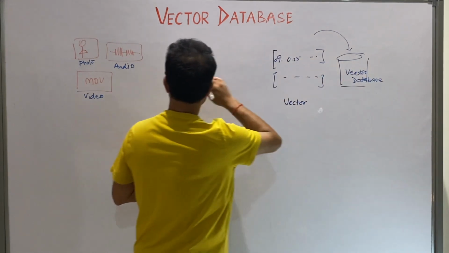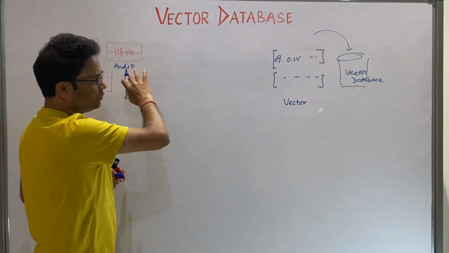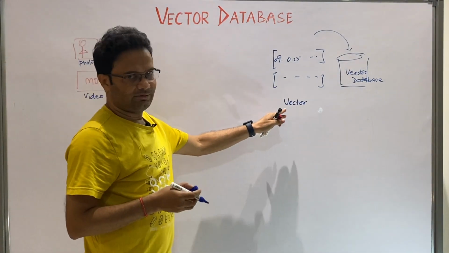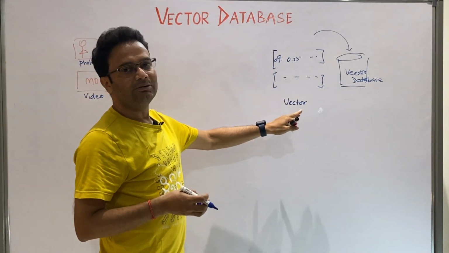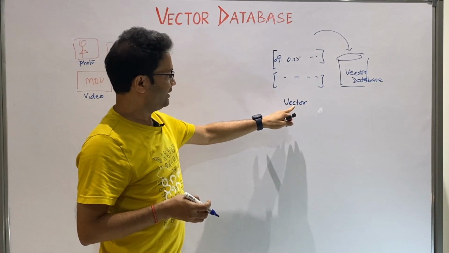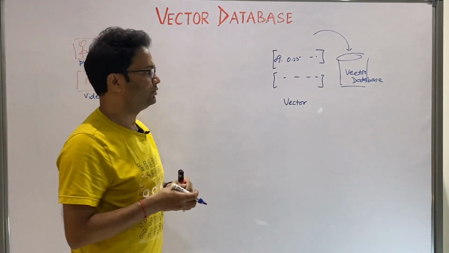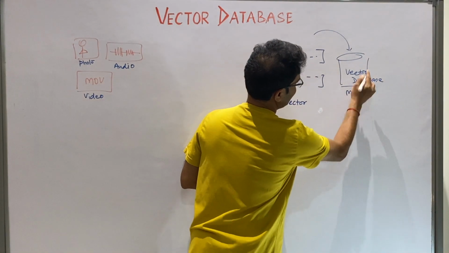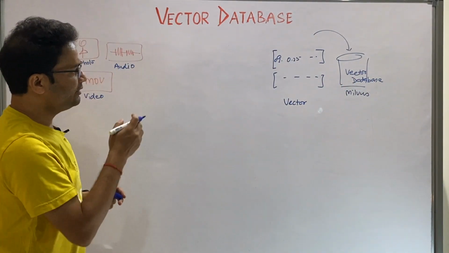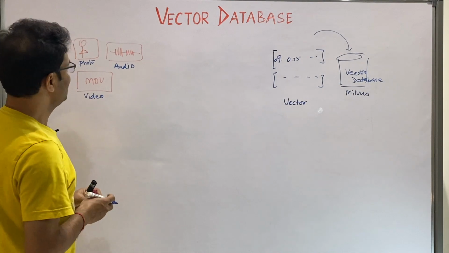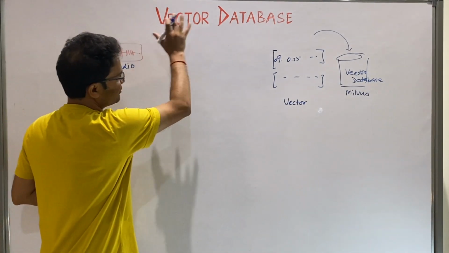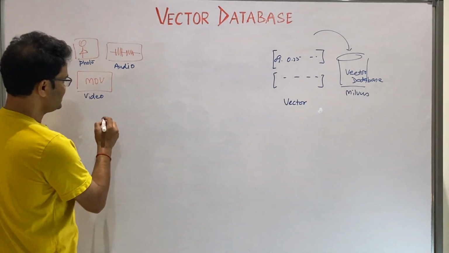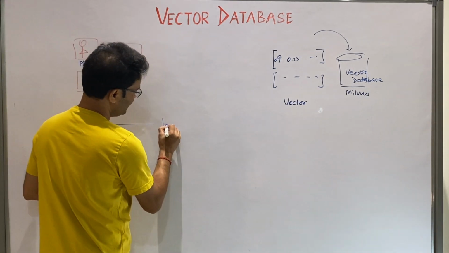Because when you convert this object into some number, it becomes a numerical representation, which is called a vector, and those vectors you are going to store in the vector database. That's why this is called the vector database, and Milvus is one kind of vector database. But how easy is it to convert this object into a vector? It is not easy, and this complete process is called embedding.